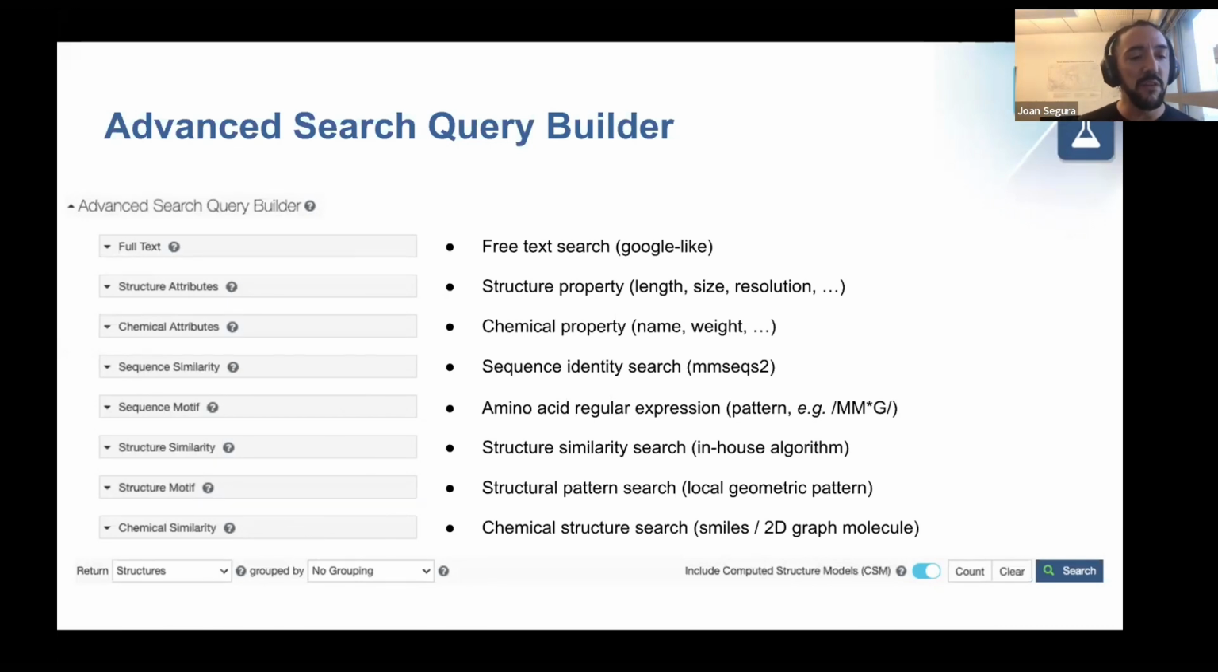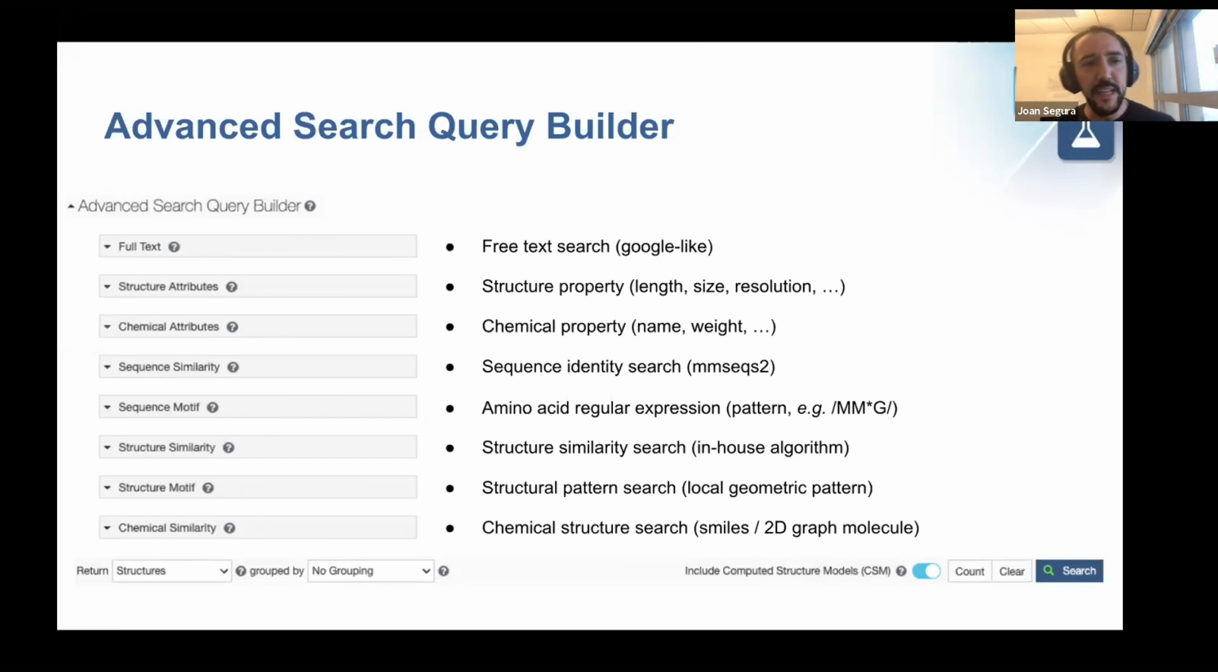Finally, we have two more. A structure motif is similar to the sequence motif, but in that case, the motifs are defined as geometric patterns, a three-dimensional local pattern defined by the selected residues. And finally, the chemical similarity will allow you to find those structures containing ligands similar to a given chemical SMILES string, or we also provide a sketching tool to input the two-dimensional graph of your molecule.